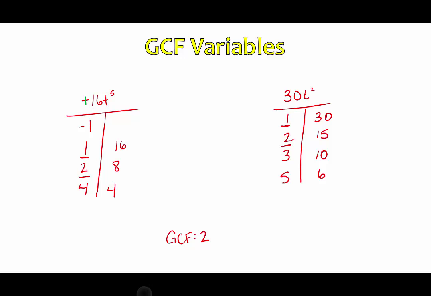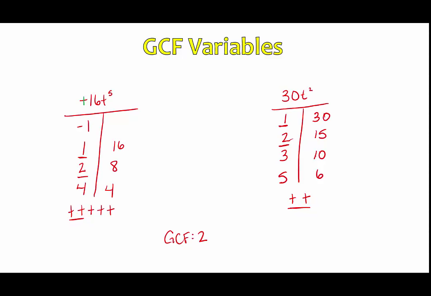Now go to your variables. T, t, t, t, t gives me t to the 5th, and t, t gives me t squared. Or t to the 5th has 5 t's, but t squared only has 2. So they would share 2 t's in common. So 2t squared would be the GCF of negative 16t to the 5th and 30t squared.